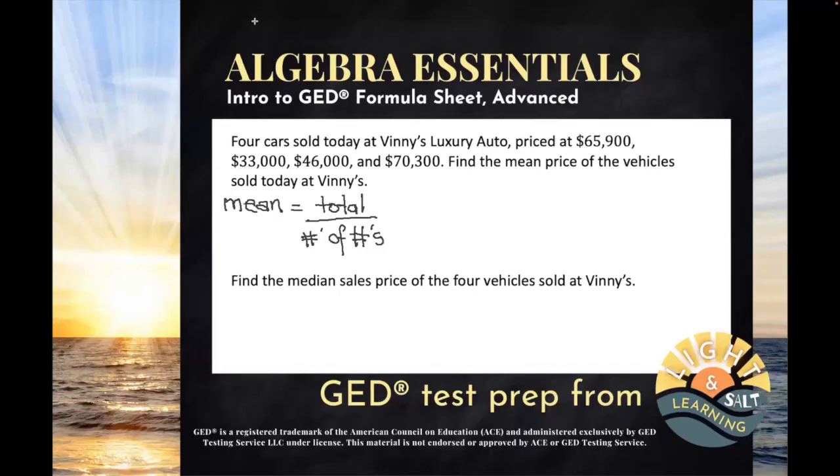So the total of what? The total of the data. Well, what's the data here? We said we were finding the mean price of the vehicles. So the data is the price of the vehicles. So what I want to do first is total my data. So I'm going to write that across the top, 65,900 plus 33,000 plus 46,000 plus 70,300.